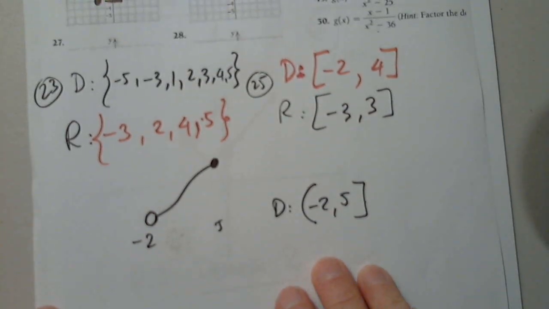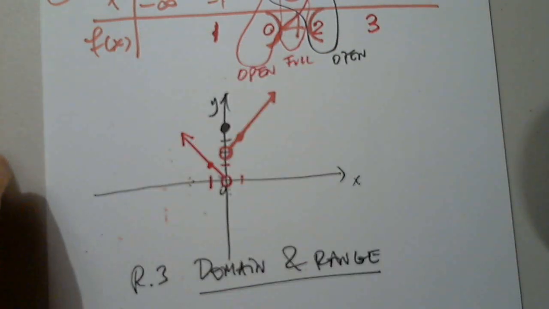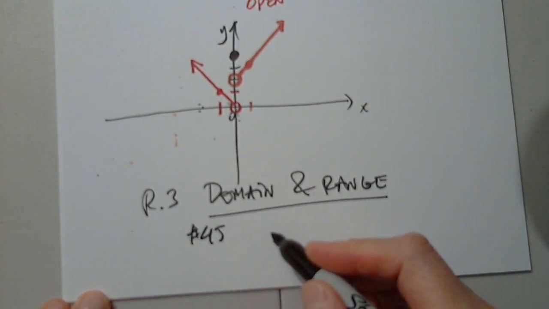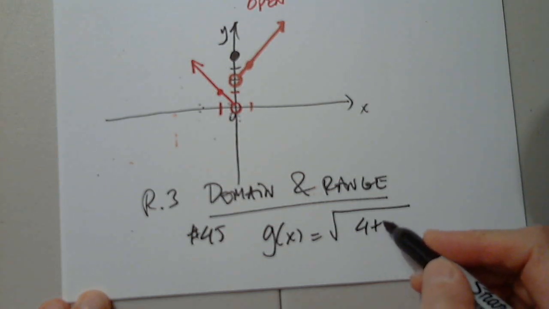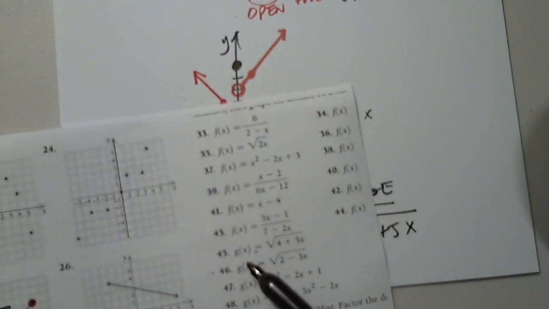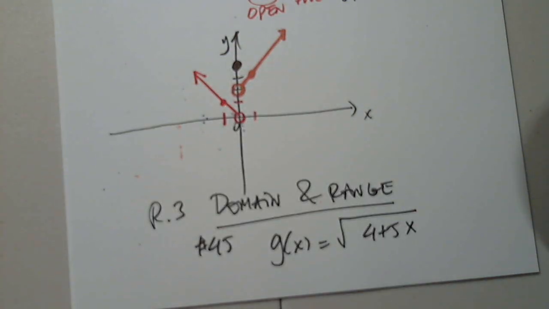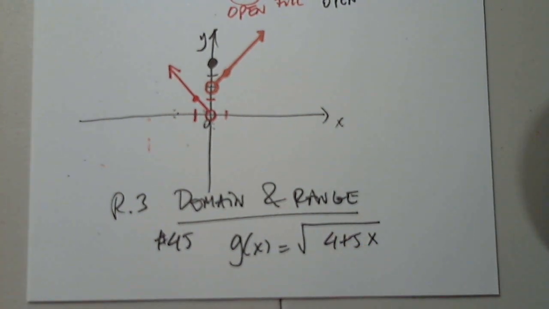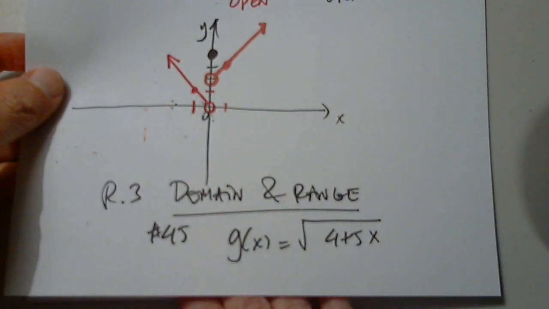Now, here is a problem, 45. We have g of x equals the square root of 4 plus 5x. We're asked to find the domain of this function. How do I find the domain of this function? What do I have to write first before I find the domain?